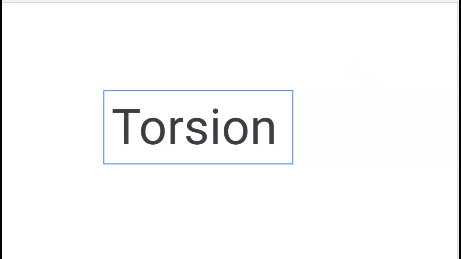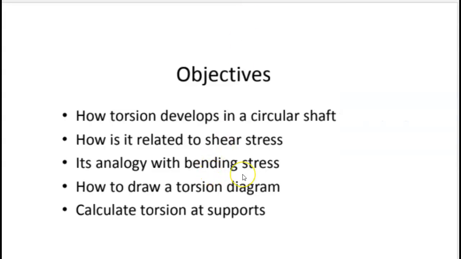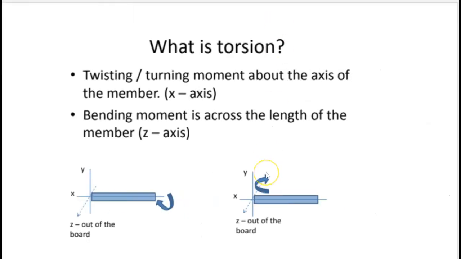Okay, today we are going to have a look at the torsion in structure. Now, we will have a look at how torsion is developed in a circular shaft, how it is related to shear stress, bending stress, and how to draw torsion diagrams and find the torsion at the support. Now, what is torsion? Torsion is the turning moment about the x-axis of the member.